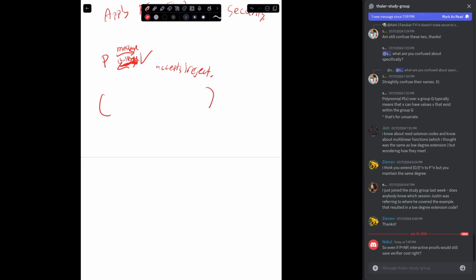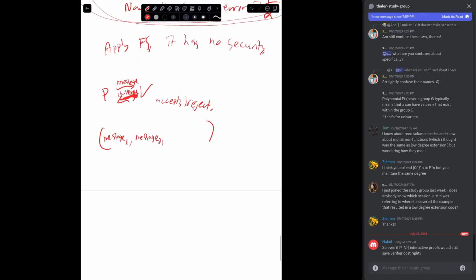Once you Fiat-Shamir it, what's a convincing proof? It's a message for the first run, so that if I hash the first message, the verifier accepts, followed by a message for the second run, so that if I hash the first two messages to get the challenge for that repetition, the verifier accepts. So it's just a list of 128 messages, each of which hashes to a challenge, causing the verifier to accept that message.